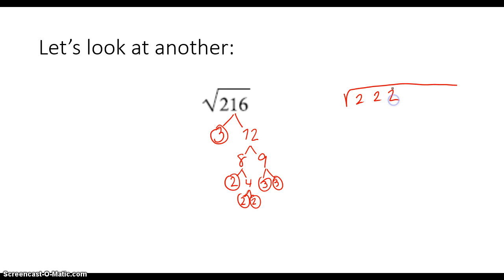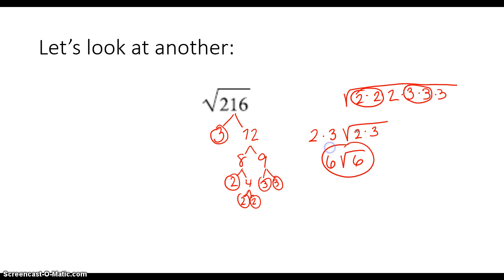I have 3 2's and 3 3's. And it's a big multiplication problem. And again, I'm going to take out the buddies or the pairs. Those can come out. And lonely 2 and 3 have to stay inside because they don't have buddies. And now I just do the multiplication. 2 times 3 is 6, times the square root of 6. And I have simplified the square root of 216.